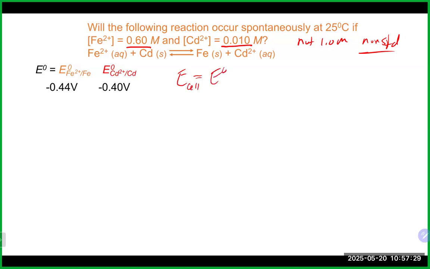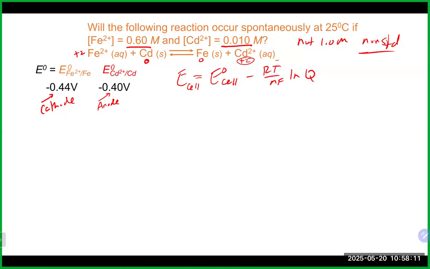So E cell equals E cell naught minus RT over NF natural log of Q. In this particular case, we do want to figure out what's going on. They did give us an equation. So this is +2, 0, 0, and +2. Again, in this case, our iron is going from +2 to 0. It's actually being reduced in this case. That means our iron, even though it has a maybe more negative value there, is going to be our cathode. Our cadmium is going from 0 to +2, losing electrons, being oxidized, which would be our anode.